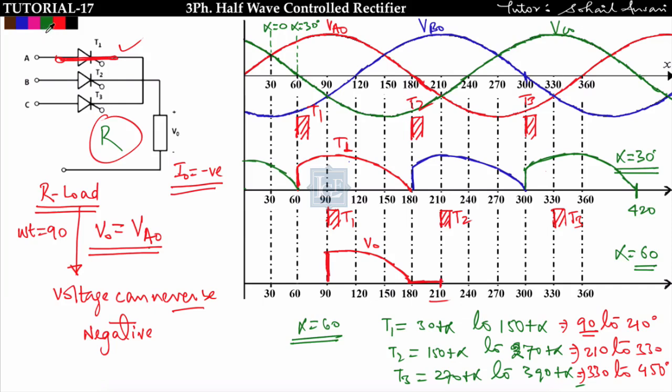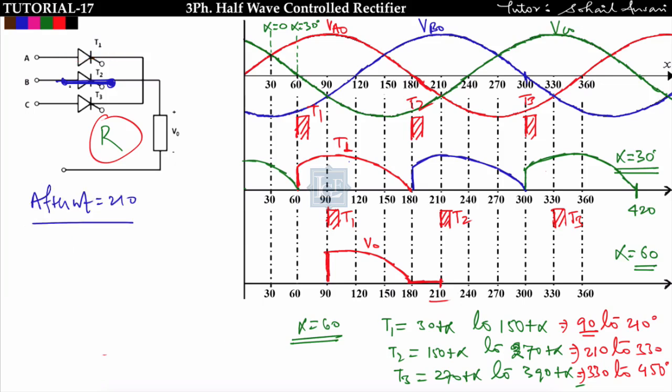So the moment when you trigger the next thyristor, that is T2, at omega t is equal to 210 degree, then T2 will get shorted. Now in this case, thyristor T2 will start conducting at omega t is equal to 210 degree, and T1 will stop conducting because it will go into the reverse bias, and T3 is not triggered, so it will not conduct. So after omega t is equal to 210 degree, T2 starts conducting, so output voltage will follow the VB0 waveform. Okay, VB0 will come out into the picture, and V0 will follow the VB0 till omega t is equal to 300.